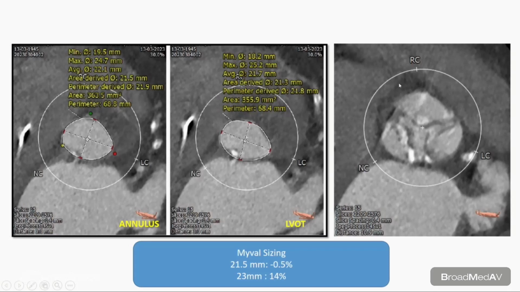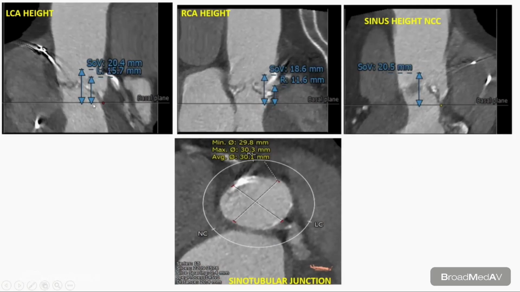And this is the sinus of Valsalva, and clearly it's a tricuspid valve. And coming to the coronary measurements, if you see the basal plane, I went a little 1 or 2 millimeter down to the LVOT. So the left coronary height measures 15.7 millimeter, maybe another measurement can come 2 millimeter above. So left coronary height is somewhere around maybe 12 to 15 millimeter. And the sinus of Valsalva height on the left coronary side is pretty huge, 20 millimeter. Right side, the right coronary height is 11.6 millimeter and sinus of Valsalva is 18.6 millimeter.